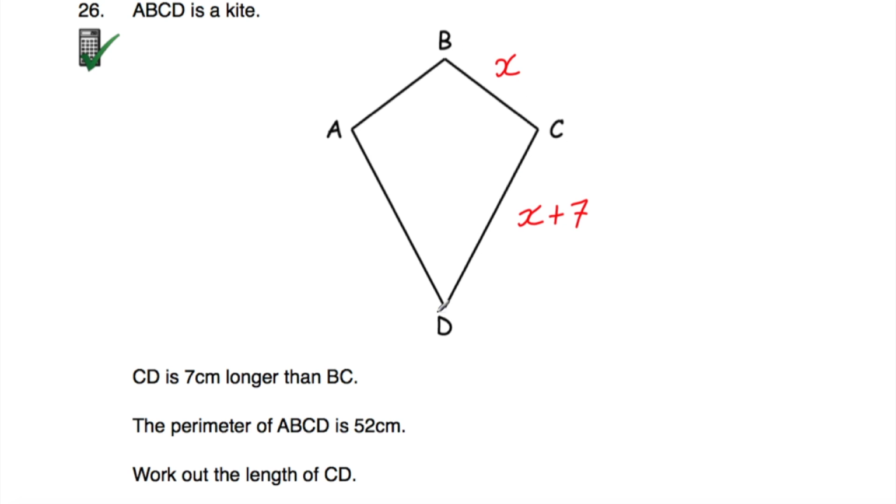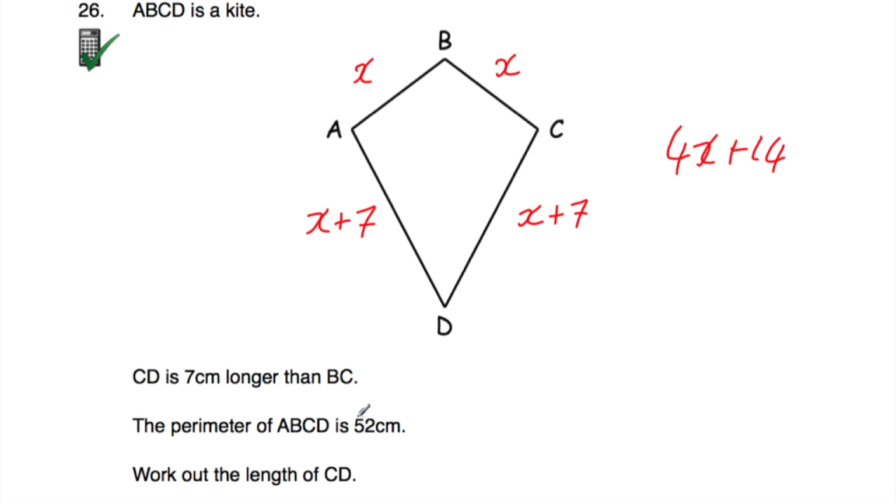So we now know the lengths of two of the sides. BC is x centimeters and CD is x plus 7 centimeters. Now remember, there are equal length sides, so AB is going to be the same as BC, so it's going to be x, and AD is going to be the same as CD, so it's going to be x plus 7. Now let's add up these expressions to find the perimeter of the shape. x plus x plus x plus x is 4x, and 7 plus 7 is 14, so plus 14. So the expression for the perimeter of our kite is 4x plus 14.